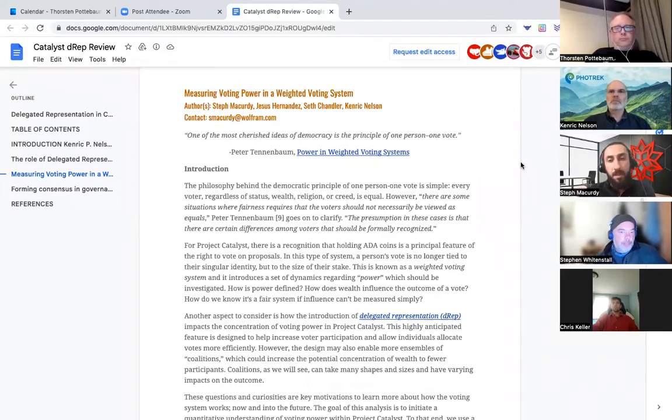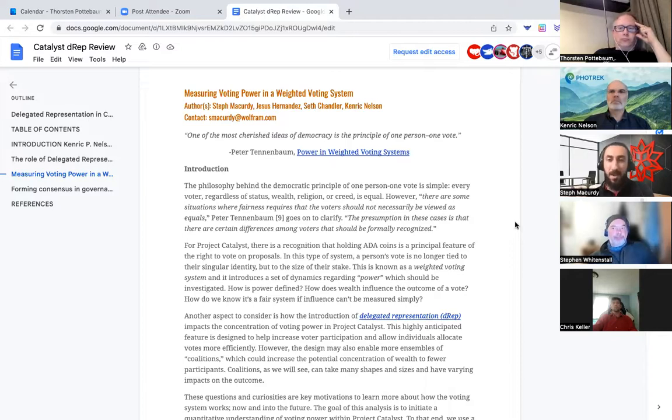So the Banzhaf index is a way to measure voting power, and it matters how you define those things. We have a problem in front of us, which is a weighted voting system, Project Catalyst. And you have the idea of coalition formation, which means, let's just say the 10 biggest whale wallets are in a secret room colluding.